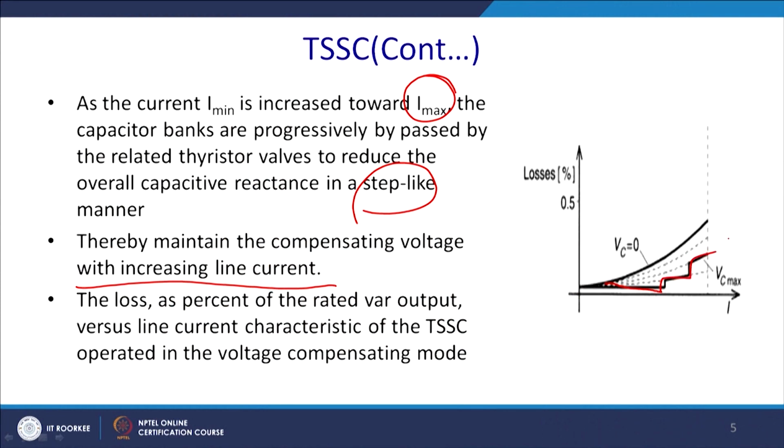This is the way it will change, and this is the case of Vc equal to 0, and thus you have bypassed all the capacitors, and the thyristors are switched, so the thyristor losses will count, and if the current is more, this will increase in a parabolic manner. This is the percent loss of the rated valve output versus line current characteristic of the SSC operated in the voltage compensating mode.